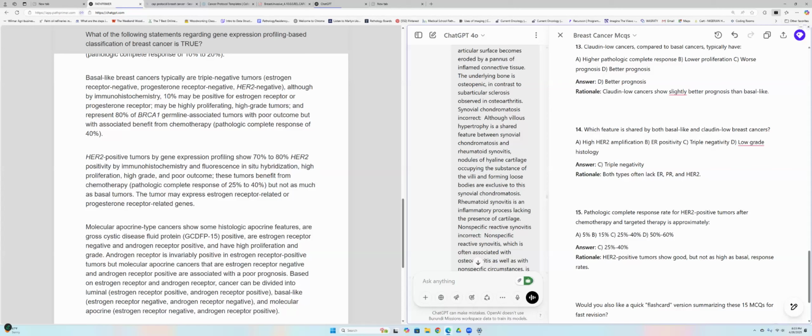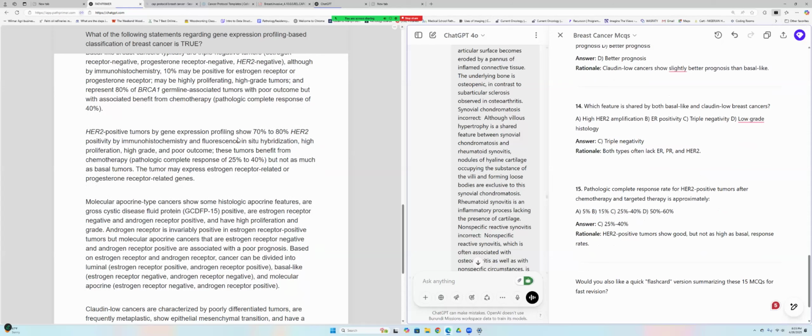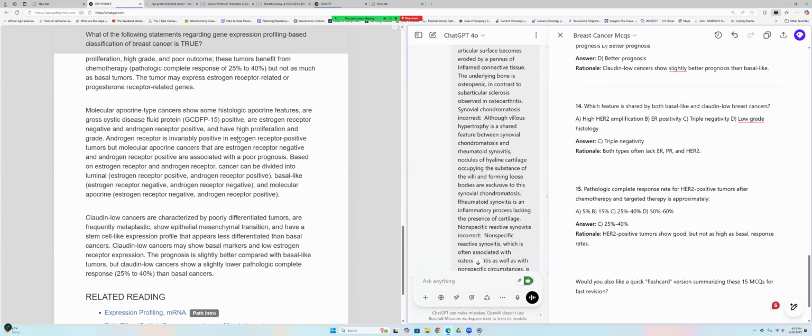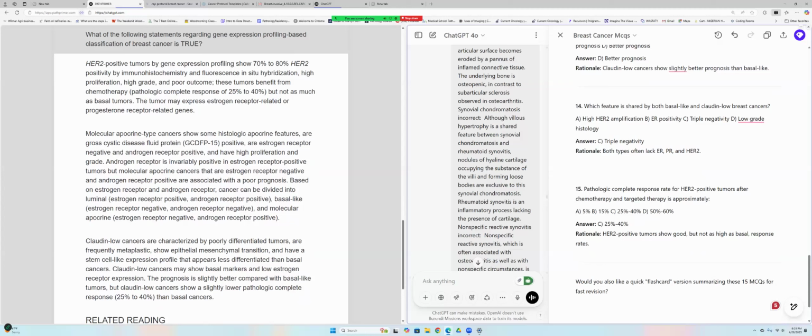How do basal-like cancers differ from other triple negative cancers? Question number 14. How do basal-like cancers differ from other triple negatives? CK5 and EGFR expression. CK5 and EGFR positive.